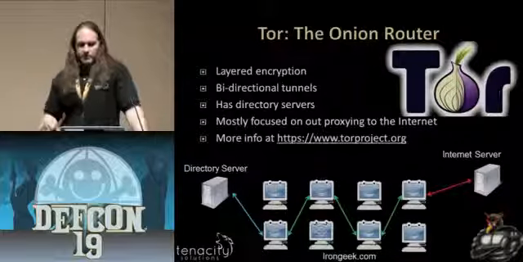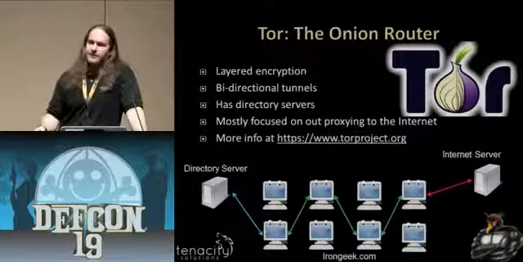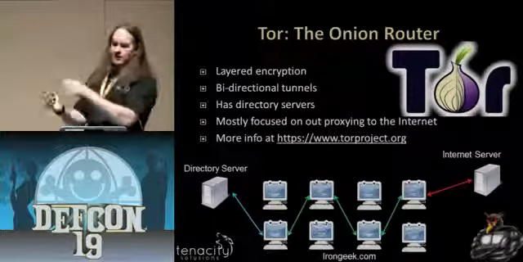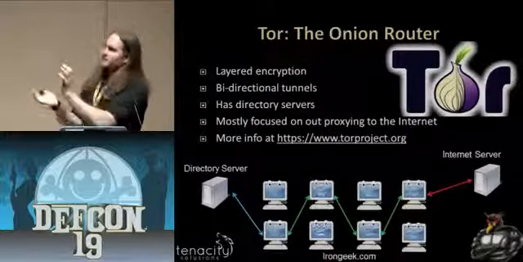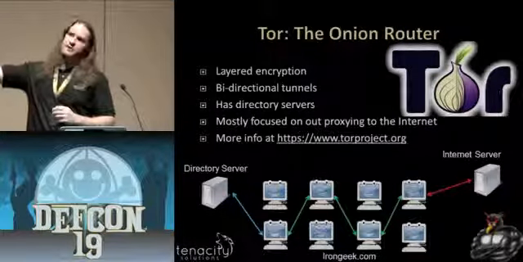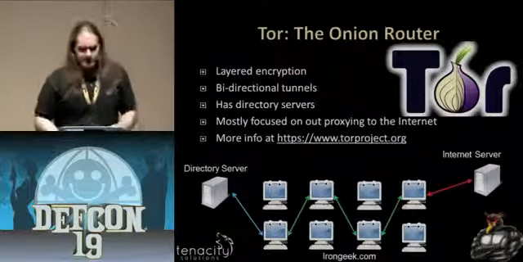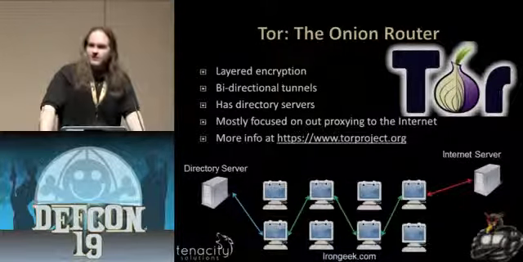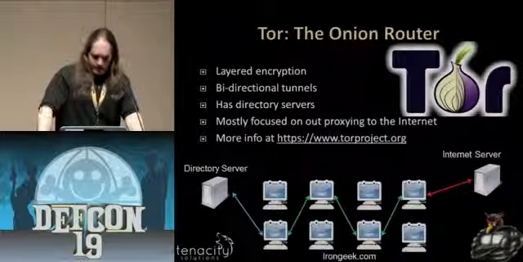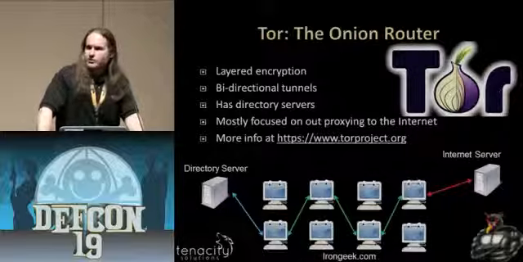But Tor, essentially, you have multiple levels of encryption. You pass something in. It's like Chinese nesting dolls or like an ogre with layers. Each layer along the way gets stripped off until you get to the exit point. Then you reverse the process to get back in. Hidden services are a slightly different issue, where you can host something inside the Tor network. But it's mainly focused on outproxying to the public internet.